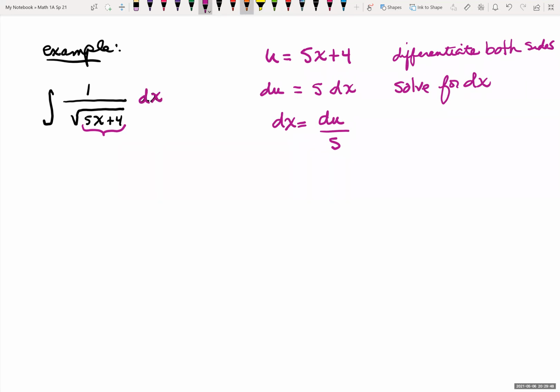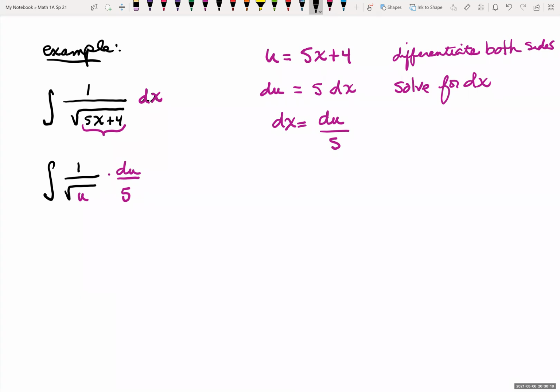So we're going to go back in here and substitute. So we have the integral of 1 over the square root, and we chose u to be that 5x plus 4, and dx, so that's du over 5. So we're still not able to integrate it quite yet. We need to again manipulate it and rewrite it. And we can use our rules of integration.